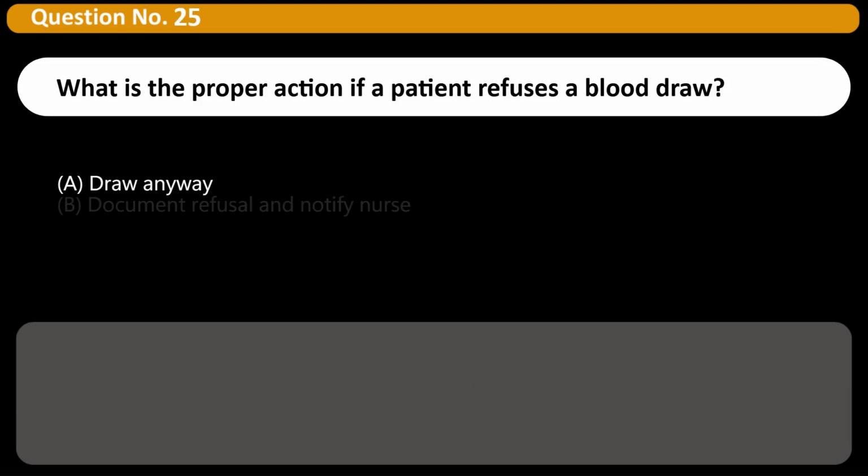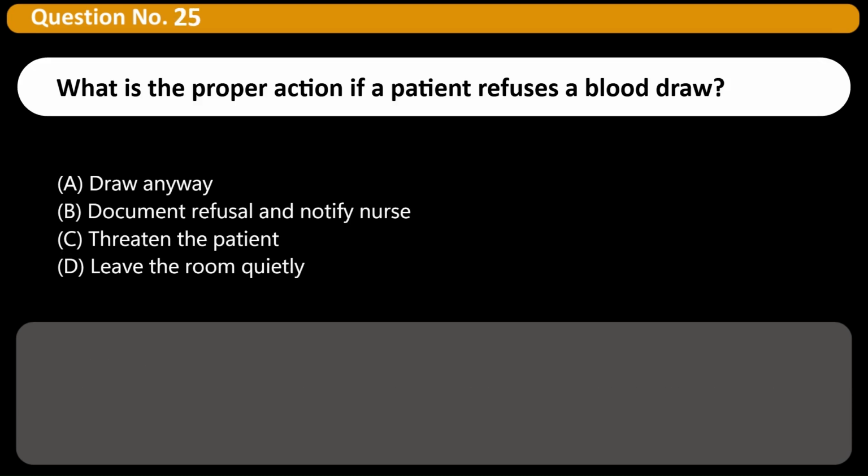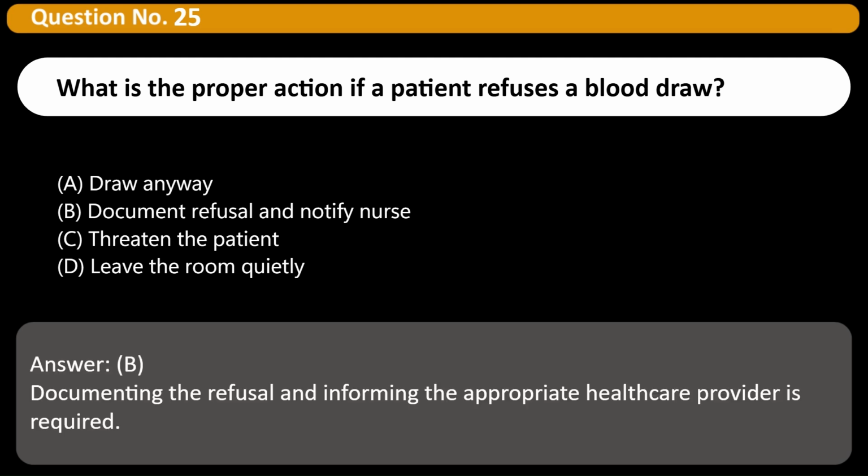What is the proper action if a patient refuses a blood draw? A. Draw anyway. B. Document refusal and notify nurse. C. Threaten the patient. D. Leave the room quietly. Answer: B. Documenting the refusal and informing the appropriate healthcare provider is required.